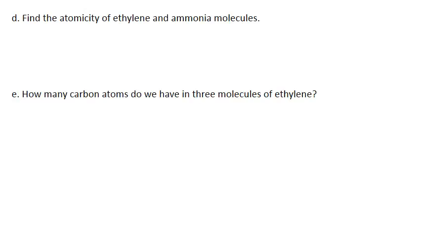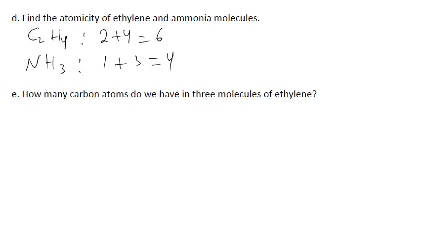Hassan, find the atomicity of ethylene and ammonia molecules. Okay, C2H4, what is the atomicity of C2H4? Yes, it's 2 plus 4 equals 6. Well, ammonia, Hassan? 1 plus 3 equals 4 atoms. Very good. Ali, how many carbon atoms do we have in 3 molecules of ethylene? So if you have C2H4 and you have 3 molecules of them, how many do we have? Yes, so 3 times 2, we get 6 atoms.